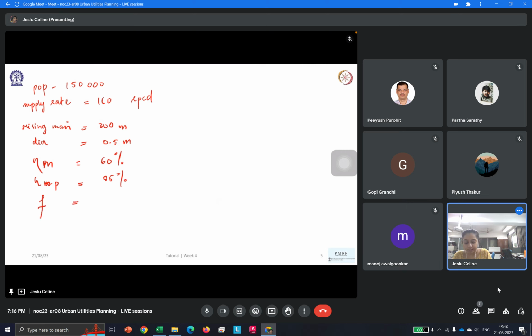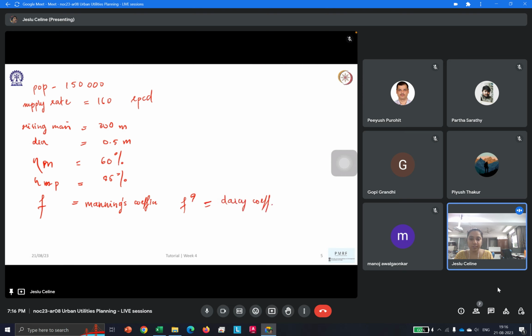Then we have f. f is our Manning's coefficient, which we use in order to find our friction. In order to find the head due to friction, we need the Manning's coefficient. We also learned about another coefficient. Does anybody remember which was the other coefficient which we learned? It's called by the name f dash. Okay, so this was Darcy's coefficient. So we can use both.